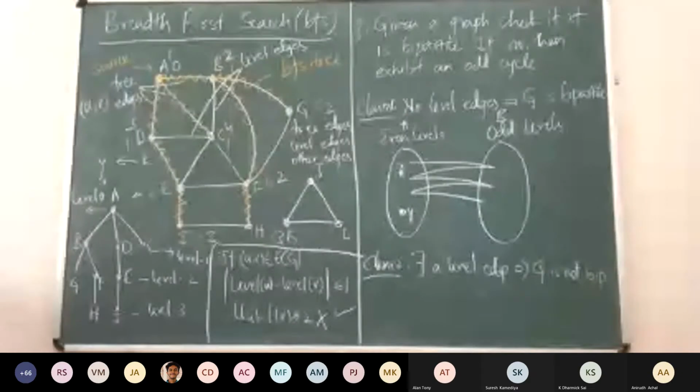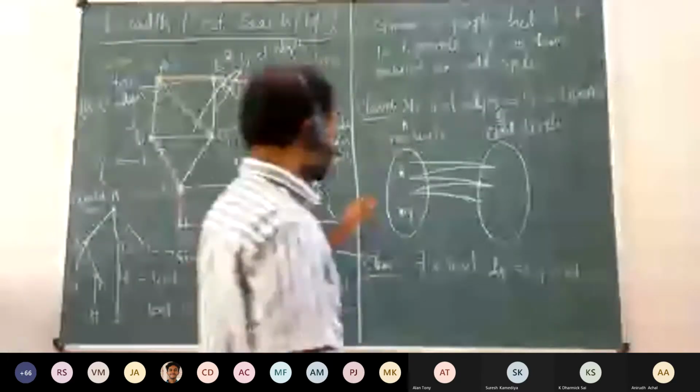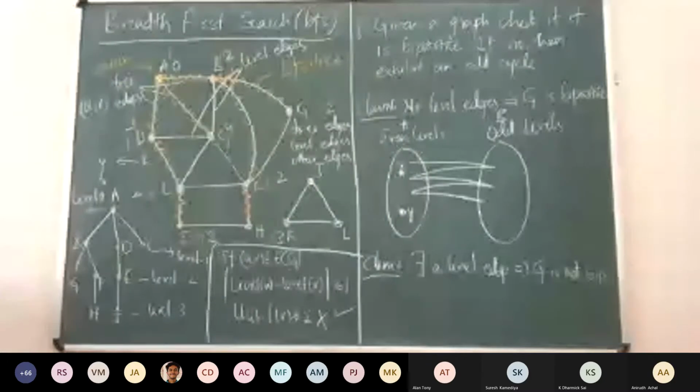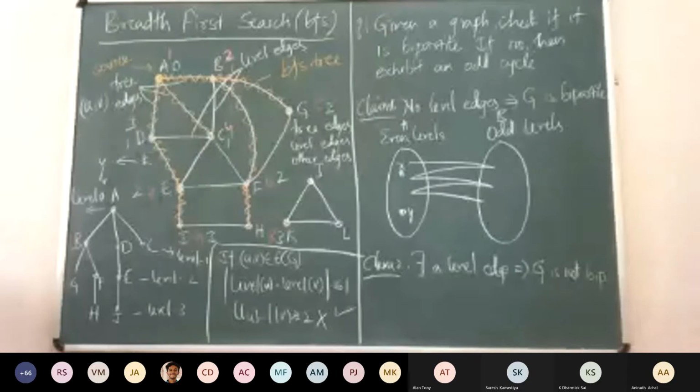Now if you take alternate levels, those form one side of the bipartition, and we can always get the bipartition by taking all the even levels to one side and all the odd levels to another side. Right? Is that fine?